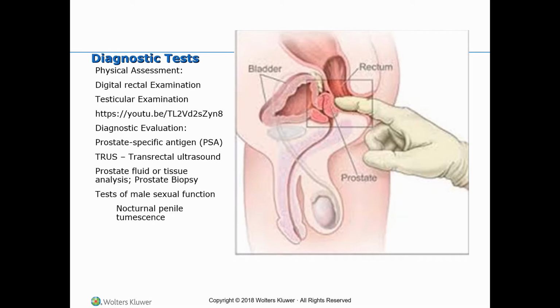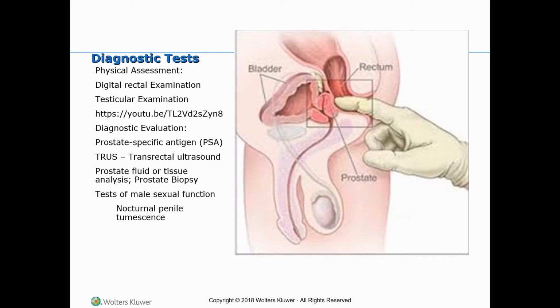TRUS is transrectal ultrasound. This is performed in patients with abnormalities detected in the digital rectal examination and elevated PSA levels. A lubricated condom covered rectal probe transducer is inserted into the rectum. Water may be introduced into the condom to help transmit the sound waves to the prostate. Prostate fluid or tissue may be obtained for culture. A biopsy is performed at the time of prostatectomy.